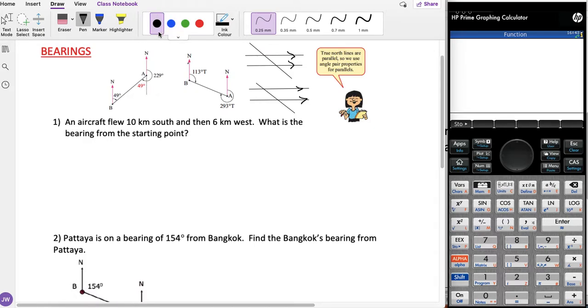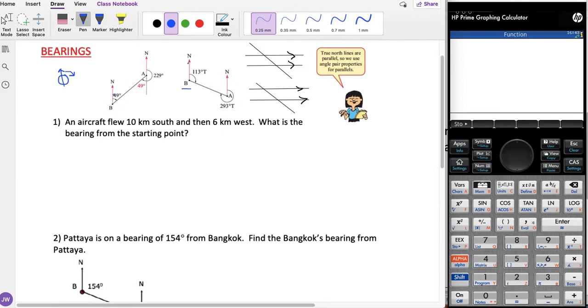Basically, a bearing is a measure from one point to another point, going clockwise from a north line. It has its origins in navigation, where we're always counting clockwise from a certain point. Here we would say that the bearing of A from B is 113 degrees, because you would draw this north line and then go clockwise.